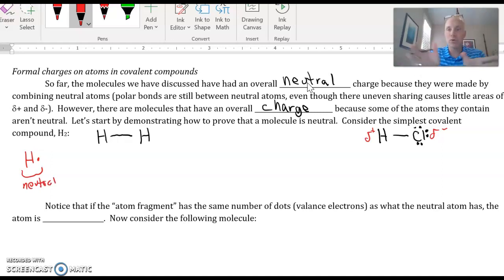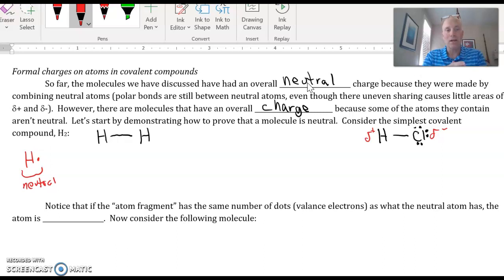And so if you put a bunch of neutral atoms together, you're going to get a neutral molecule. So what we're going to be talking about here is the fact that some molecules are not this way. Some molecules will have an overall charge.